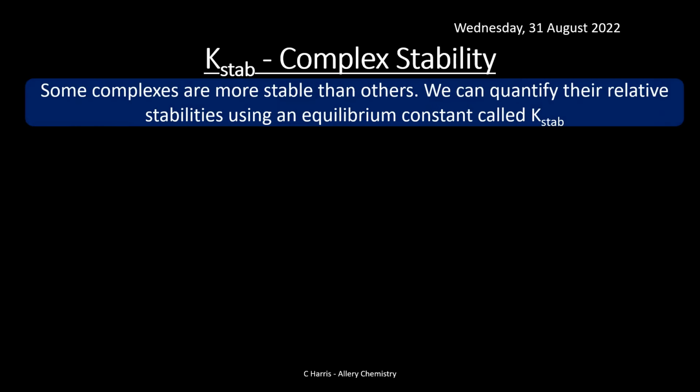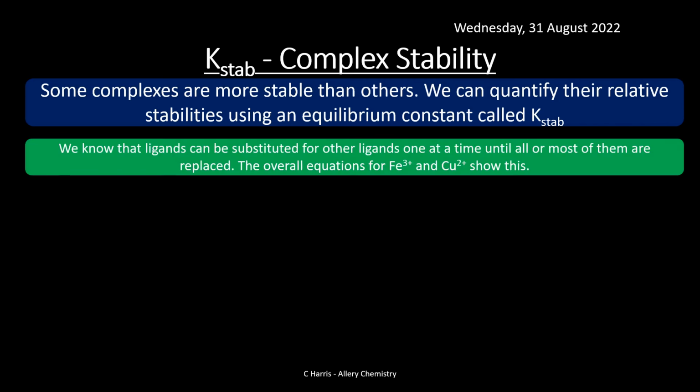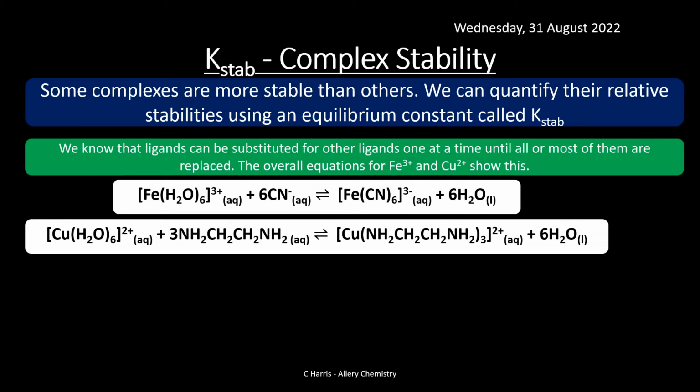Okay, so looking towards the back end then, we need to look at stability constants, or K-stab. Now, some complexes are more stable than others, and we can quantify their relative stabilities using an equilibrium constant. And we've seen a lot of these, haven't we? So we know that ligands can be substituted for other ligands, and we've seen that all the way through this topic. And they can do it one at a time, or until most of them are replaced.